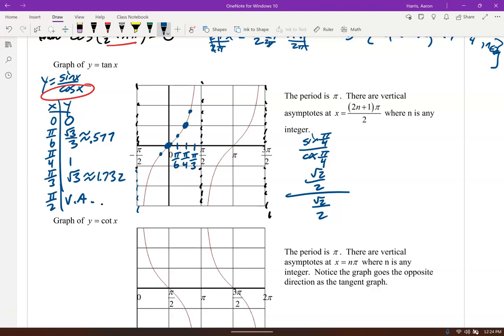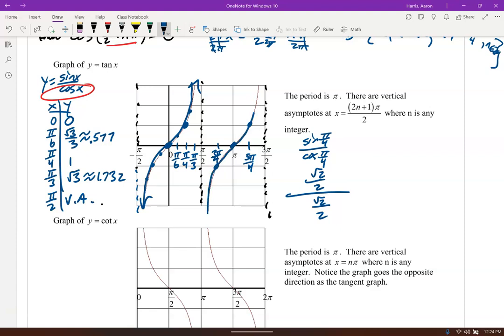I could go negative pi/6. I could go negative pi/4. I could go negative pi/3. And soon I would see this curvature. There's my tangent function. And then I'd plug in pi. I'd plug in 5 pi/4 is another good one because it gives me the 1. I'd plug in 3 pi/4, which would give me the negative 1.